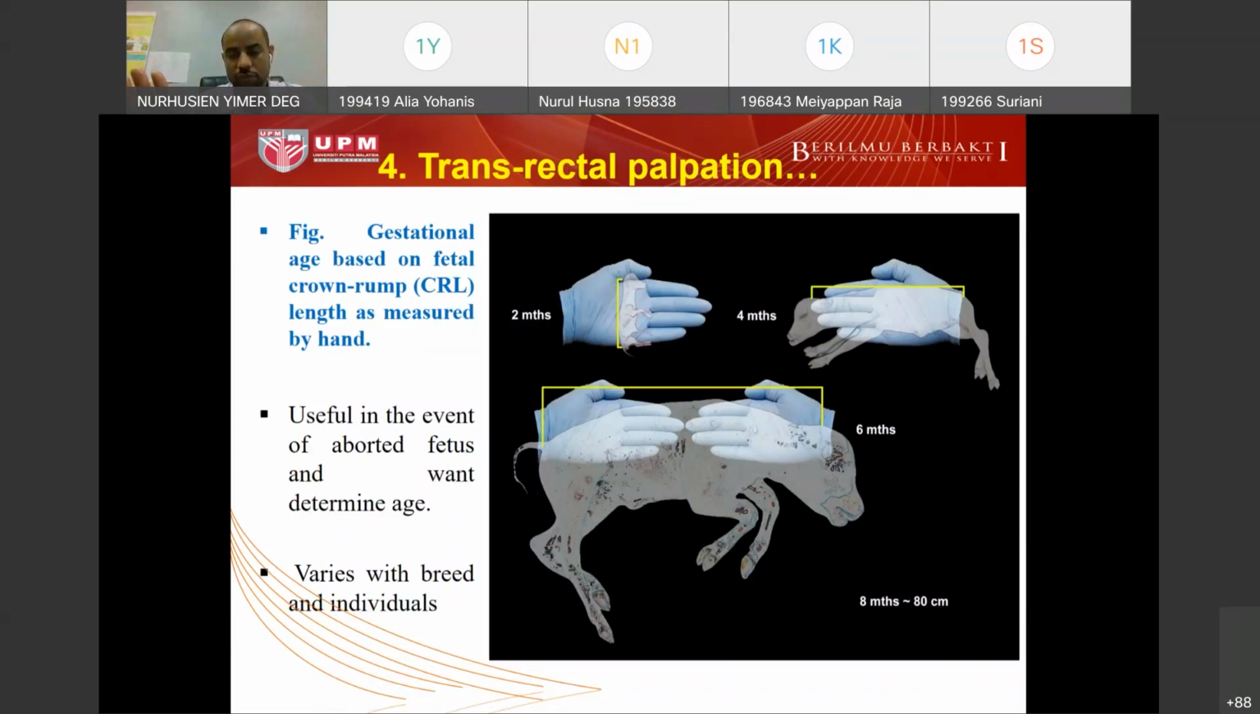And this is more applicable, especially when you have a case of abortion, for example, and the fetus is already expelled. Then you can estimate by measuring the size of the fetus, aligning it against your hand. So you can see here, for a 60-day pregnancy, which we said is like the size of a mouse, it is going to be like the width of your hand.